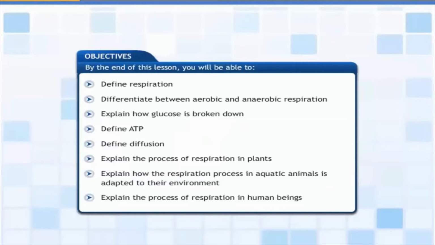This lesson is about the process of respiration. By the end of this lesson, you will be able to define respiration, differentiate between aerobic and anaerobic respiration, explain how glucose is broken down, define ATP, define diffusion, explain the process of respiration in plants, explain how the respiration process in aquatic animals is adapted to their environment, and explain the process of respiration in human beings.